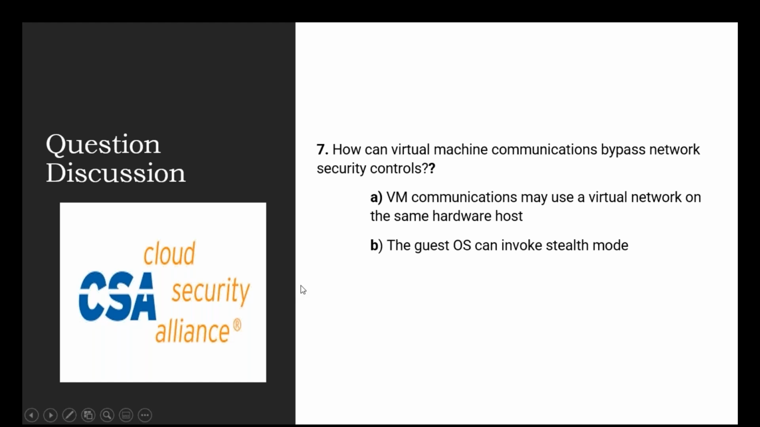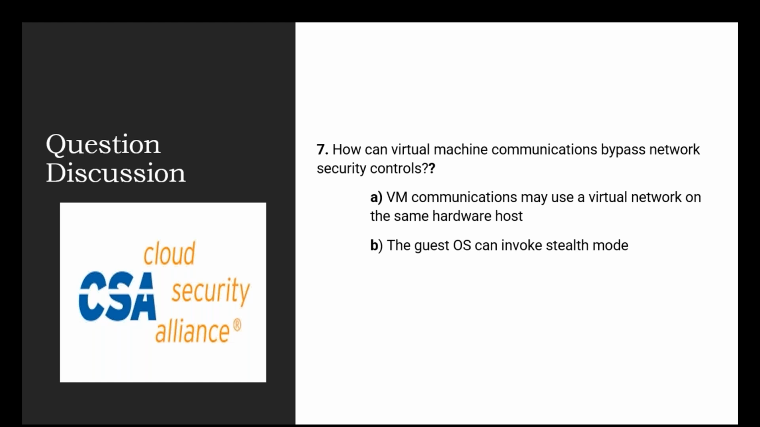Okay, so coming to the next question, guys: how can virtual machine communication bypass network security control? So whenever there is communication between virtual networks, how exactly is it going to bypass the security control? VM communication may use a virtual network on the same hardware host, and yes, it is correct.